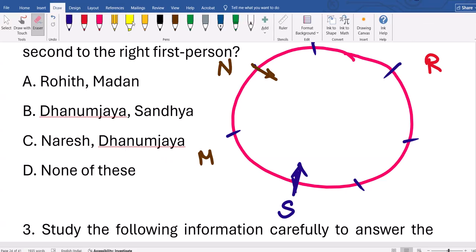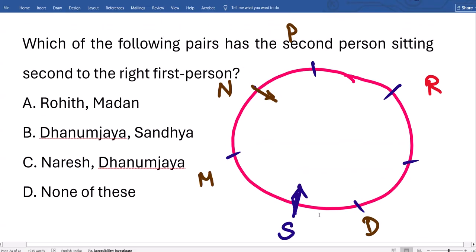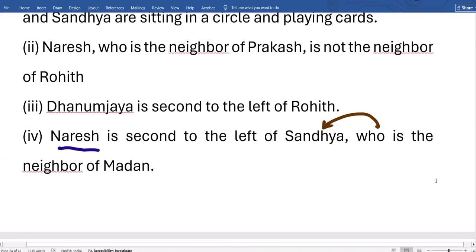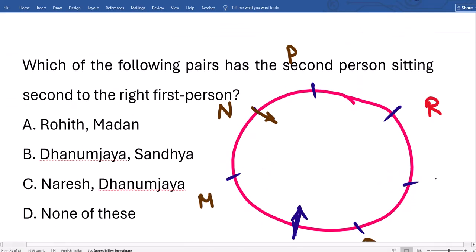Now see, now arrangement completed. Now Dhananjay here. Madan should be neighbor of Sandhya. Sandhya right side, all are Dhananjay. Only slot left over for Madan is left side. Naresh neighbor also Prakash required. Only one slot available. Now this should be filled with whom? Who is that? Lakshman. Okay.